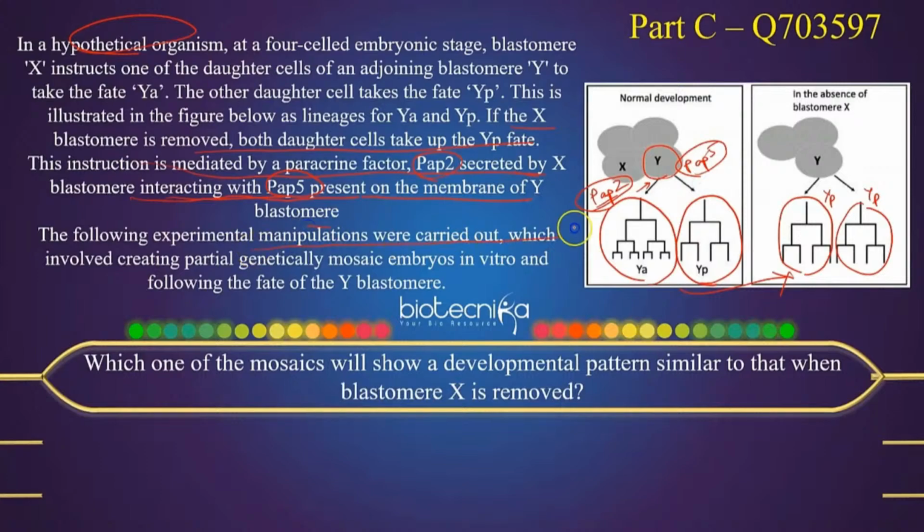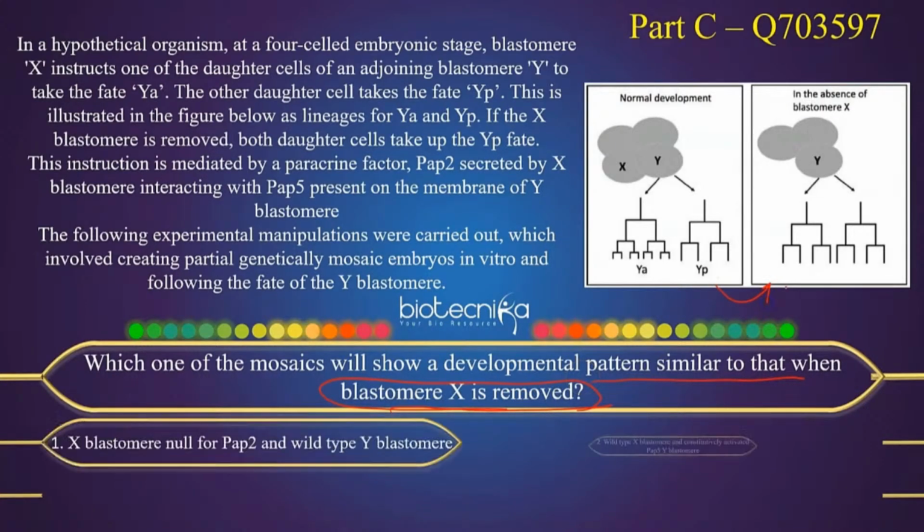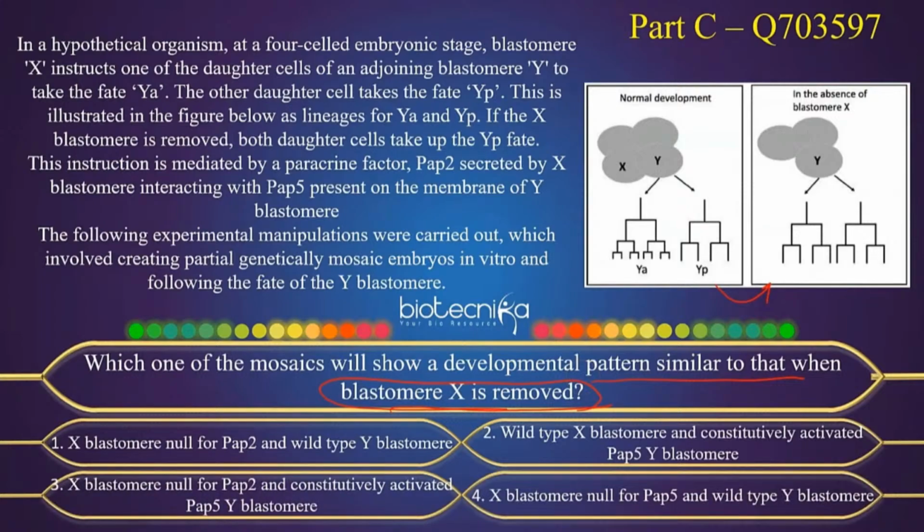So the following experimental manipulations were carried out, which involved creating partially genetically mosaic embryos in vitro and following the fate of the Y blastomere. Which of the mosaics will show a development pattern similar to that when X blastomere is removed? So this is one experiment they have done, but the question is some more experiments are done, and which experiment will give the same result like this.